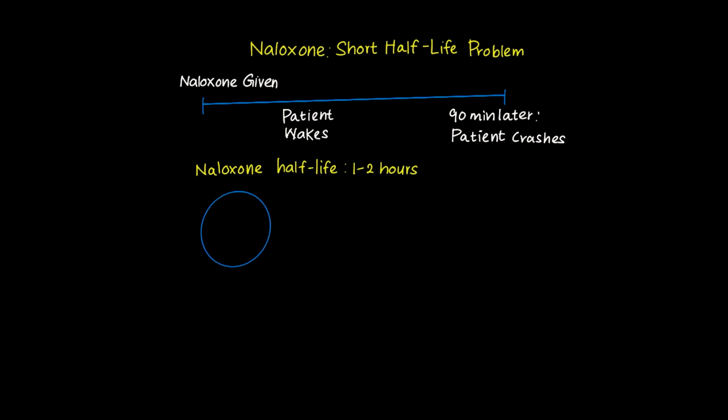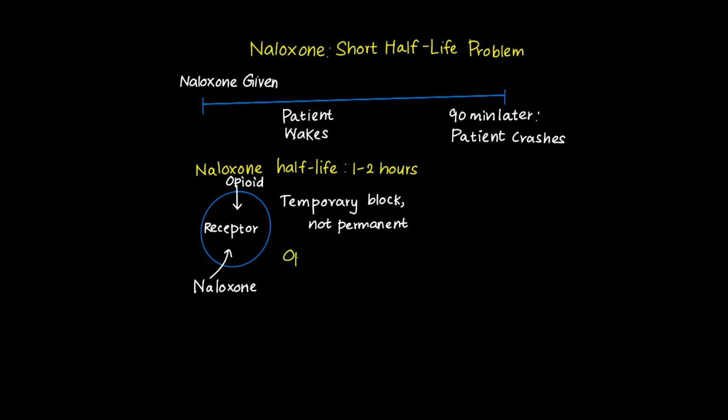It has nothing to do with permanent binding. Naloxone is a competitive antagonist, meaning it temporarily bumps the opioid off the receptor. The opioid was not eliminated either, because if it were, the patient would not have relapsed, and naloxone blocks opioid effects, it does not increase them.